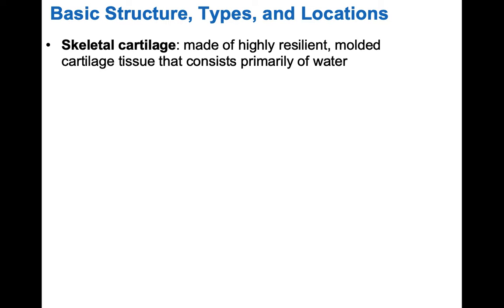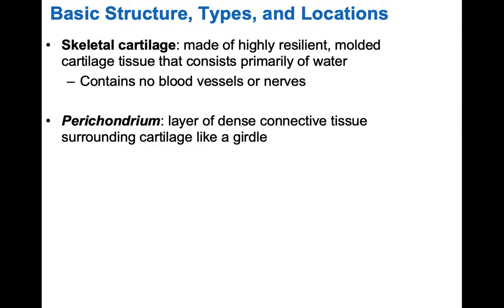Basic structure, types, and locations. Skeletal cartilage. We're going to go right into cartilage. Made of highly resilient cartilage tissue that consists primarily of water. Collagen, right? There's also collagen in the mix as well. Contains no blood vessels or nerves. The downside to that, if you damage or tear cartilage, it takes a long time to actually recover, and sometimes it doesn't even recover.